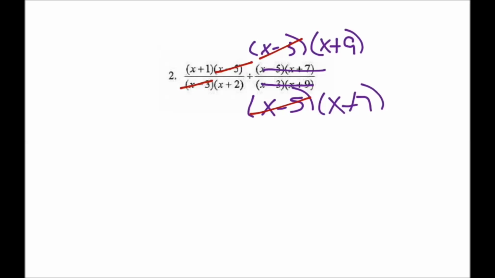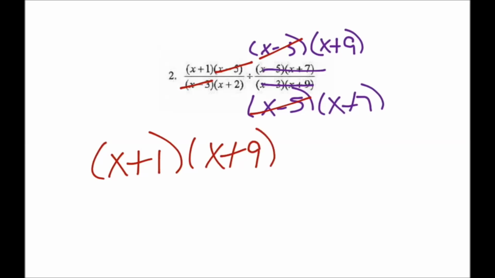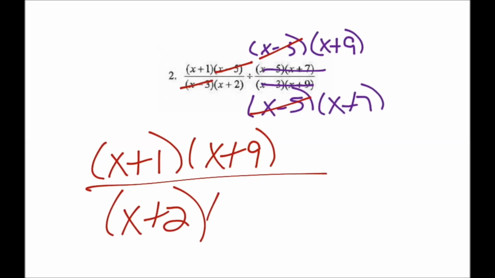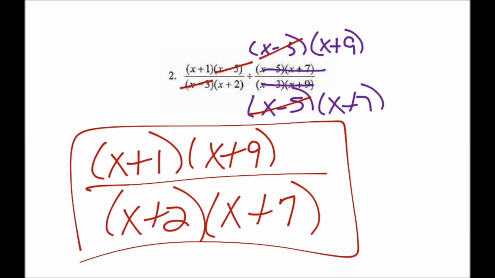So now you just take what's left and you write it down. You don't have to actually distribute or multiply or anything. I have an x plus 1 and an x plus 9 left on top. I have an x plus 2 and an x plus 7 left on bottom.